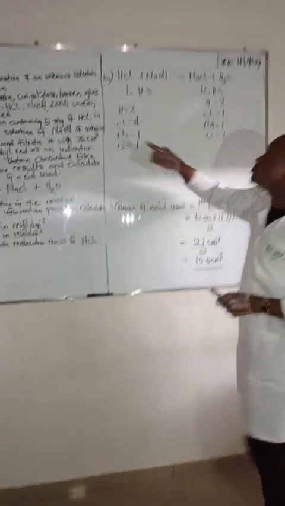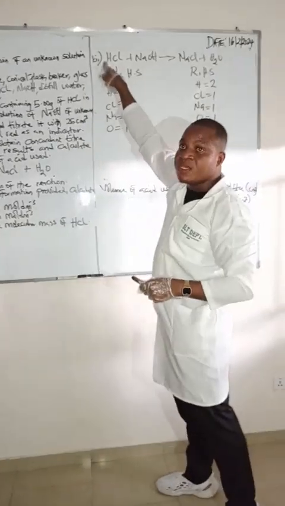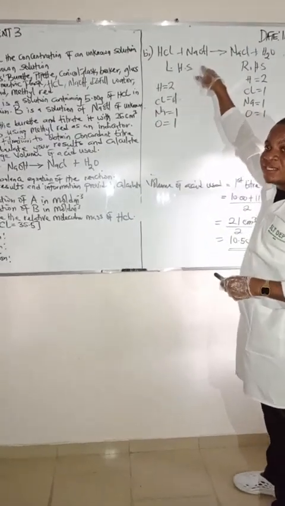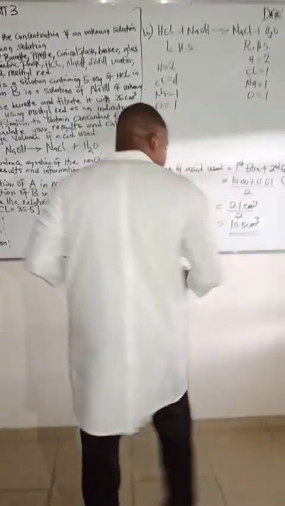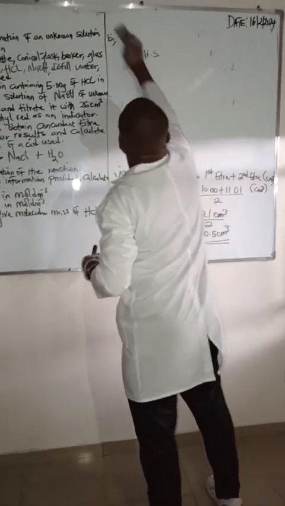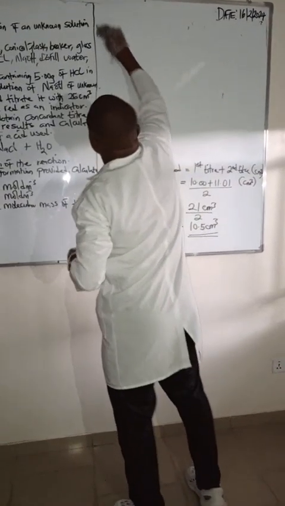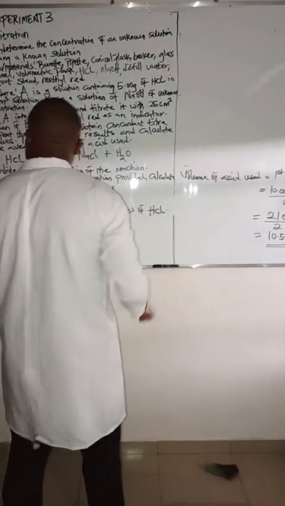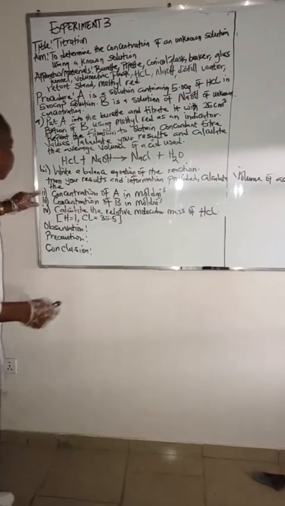Now note, it is 1 mole of the acid reacting with 1 mole of the base. Please put this at the back of your mind, because we will use that. So we are through with BI. The next one is BII.